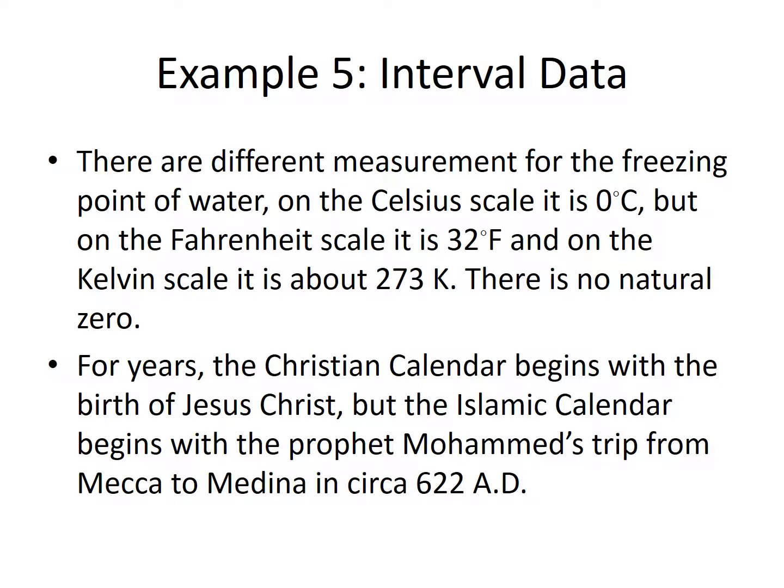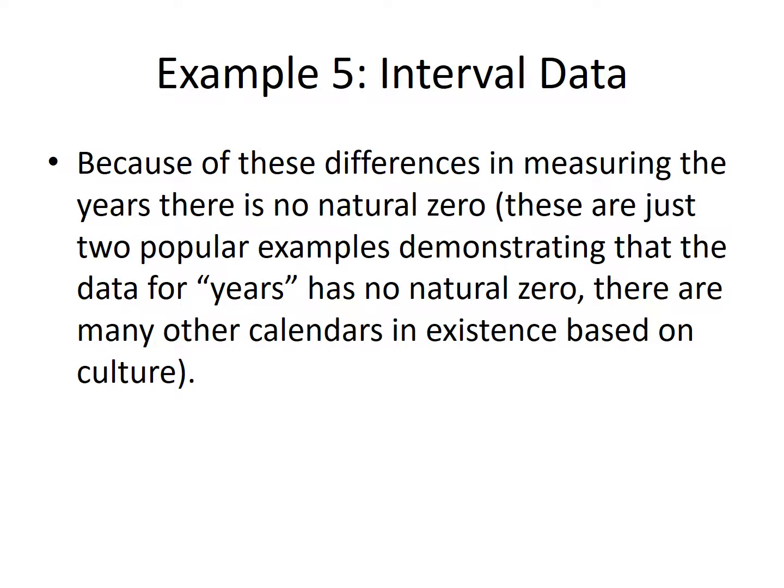Another example is years. The Christian calendar begins with the birth of Jesus Christ, but the Islamic calendar begins with the Prophet Muhammad's trip from Mecca to Medina in about 1622 AD. Because of these differences in measuring the years, there is no natural zero. Now, these are just two popular examples demonstrating that the data for years has no natural zero. There are many other calendars in existence based on culture.